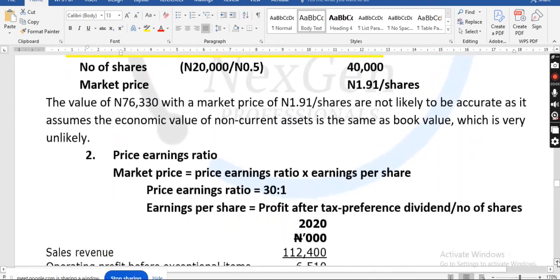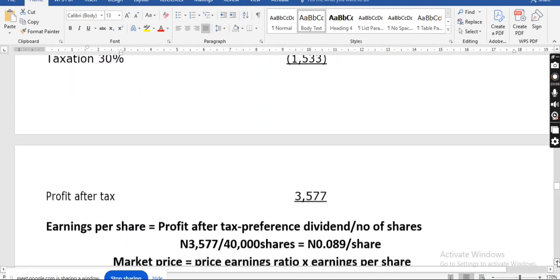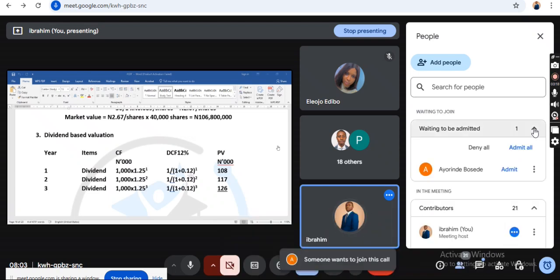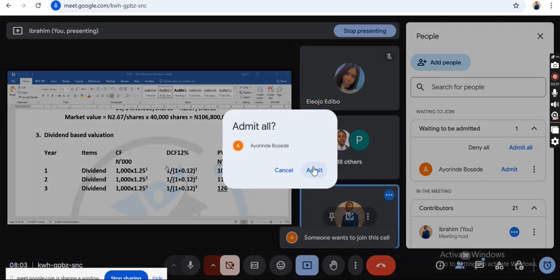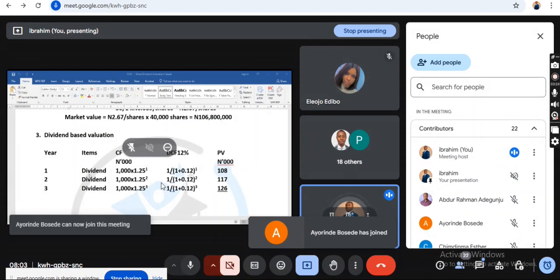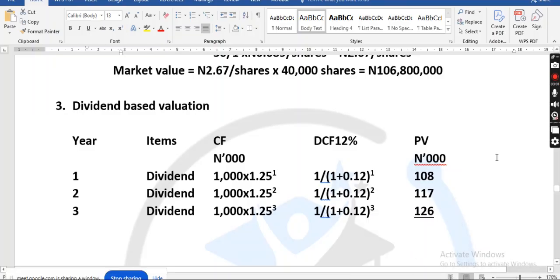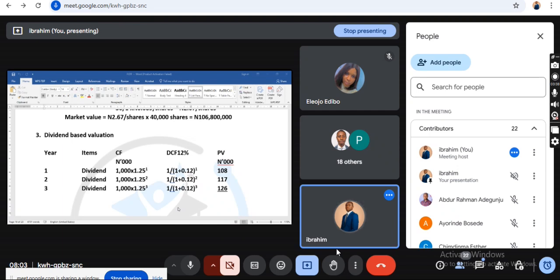Don't forget, we have some companies that do not pay dividend, right? But their investors depend on shareholder appreciation. And that is why we were able to raise the power of the dividend by the number of years. The 1,000 times 1.25 raised to power 1. And guess what? What will you use to discount it? This is dividend. You use cost of equity. And that is why we have 12% to discount it. It is given to us, right?